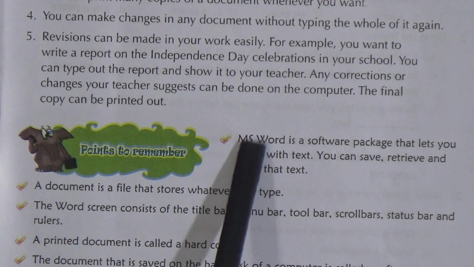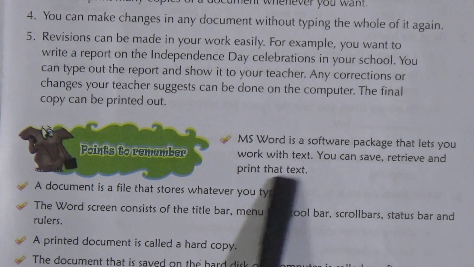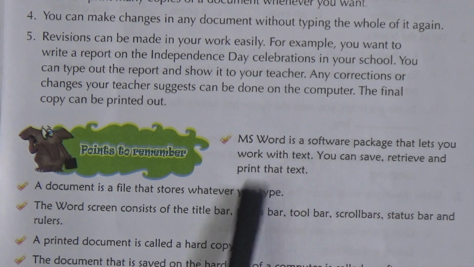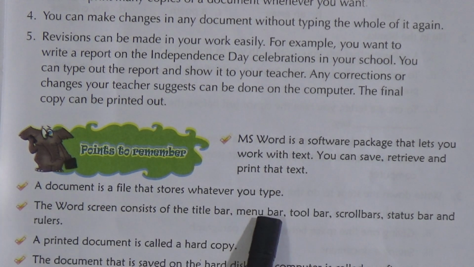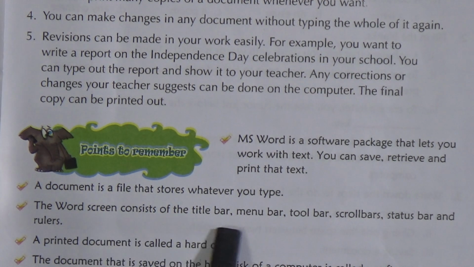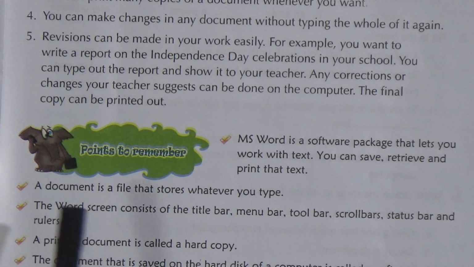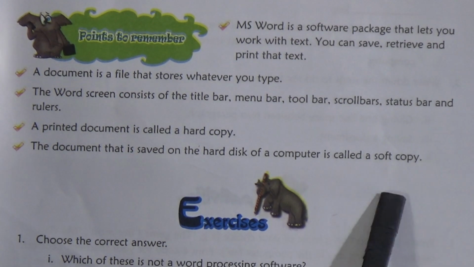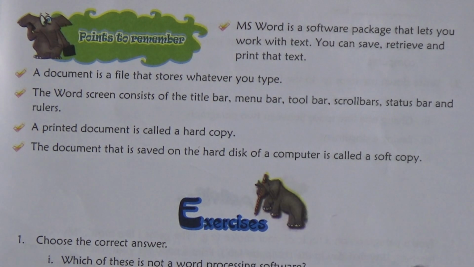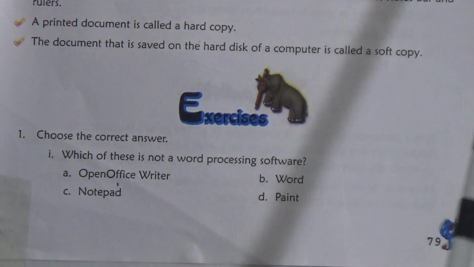So let's review the points you learned in the chapter again. MS Word is a software package that lets you work with text. You can save, retrieve and print that text. A document is a file that stores whatever you type. The Word screen consists of the title bar, menu bar, toolbar, scroll bar, status bar and rulers. A printed document is called a hard copy. The document that is saved on the hard disk of a computer is called a soft copy. So here Chapter 7 ends, and we will discuss question number 3 from this chapter now.